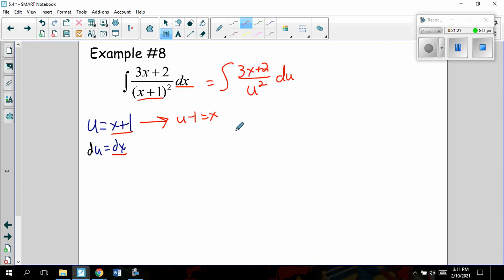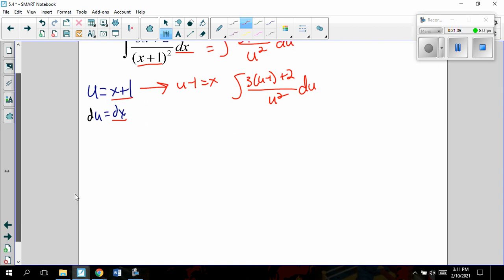All right, so making that first substitution, we have 3. Now a u minus 1 goes in for the x over u squared du. In this format, we can't take an antiderivative yet. I need to do some simplifying. I've got this whole numerator thing, so this would be 3u. If I distribute and add 2, it'd be a minus 1 over u squared du.